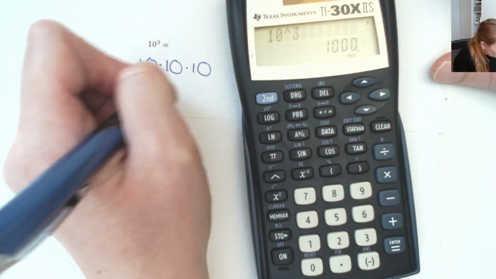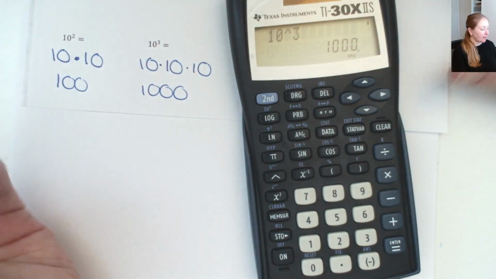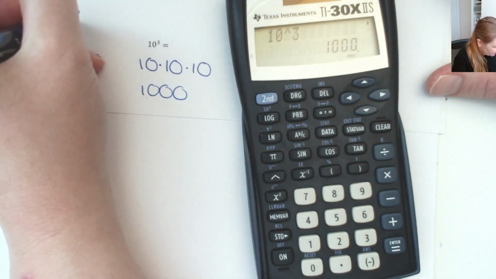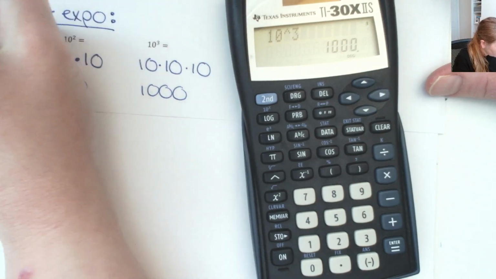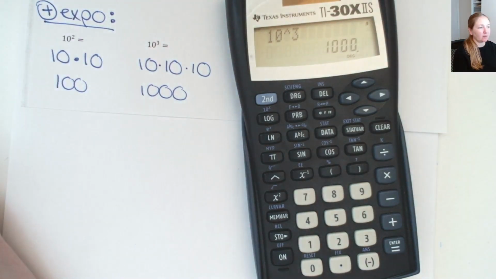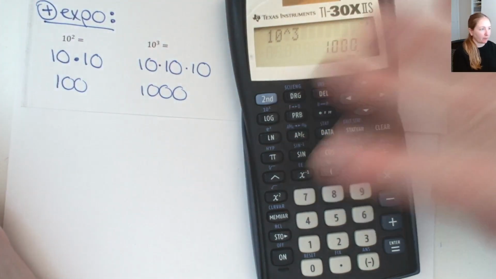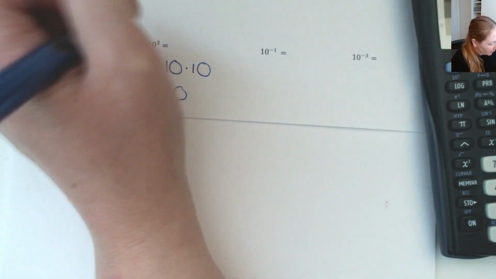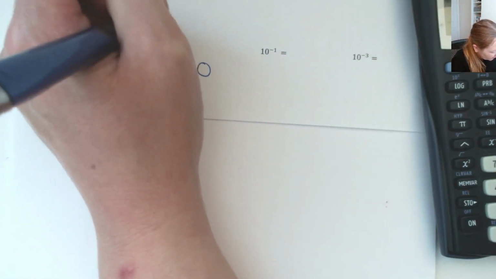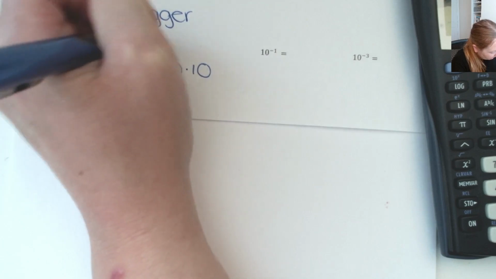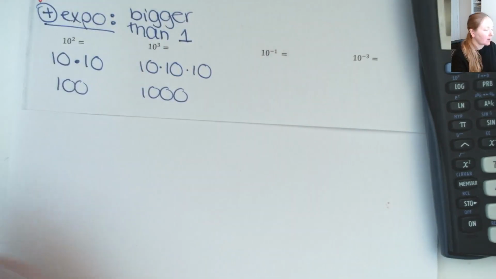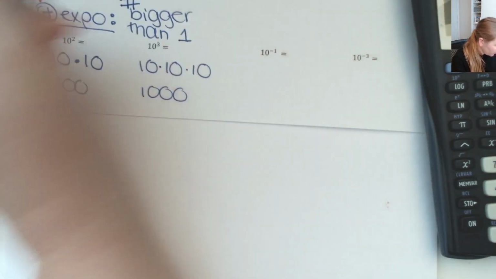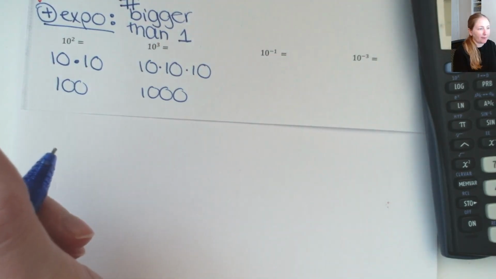So what is important to remember is that if you have a positive exponent, like x to the second, x to the third, those positive exponents are generating numbers that are bigger than 1. So the number that you're going to get is going to be bigger than 1.